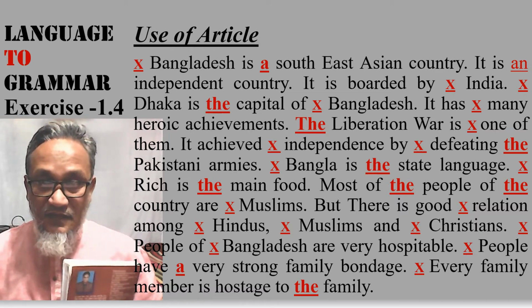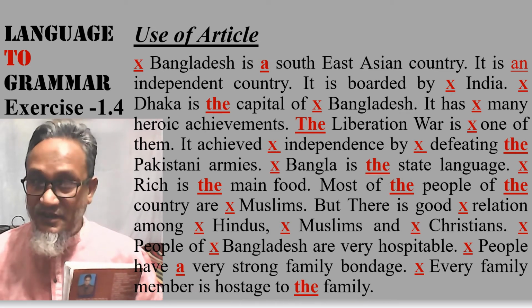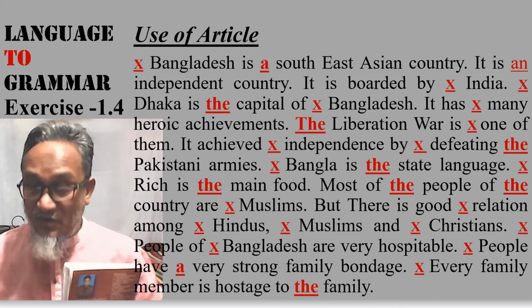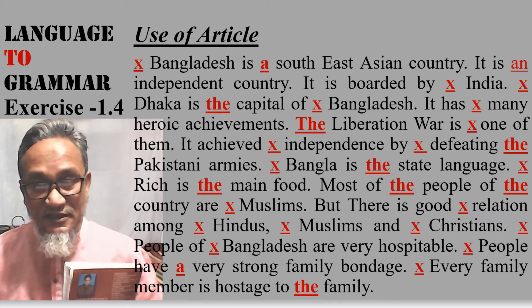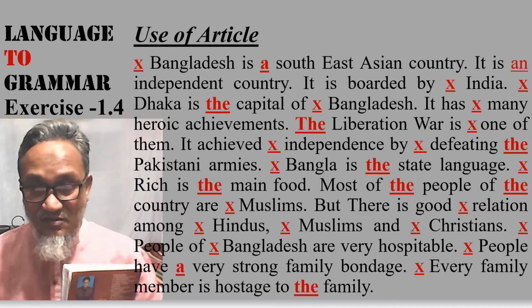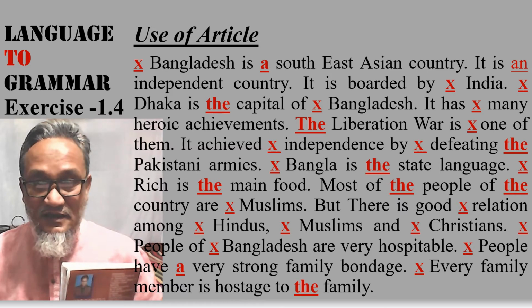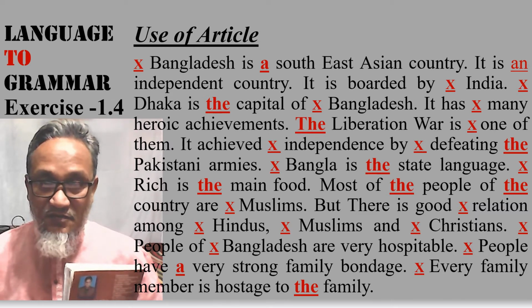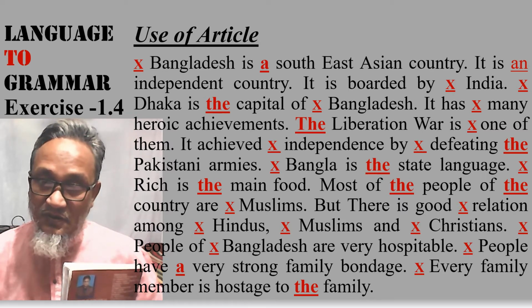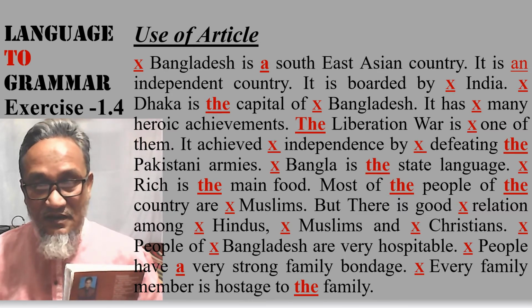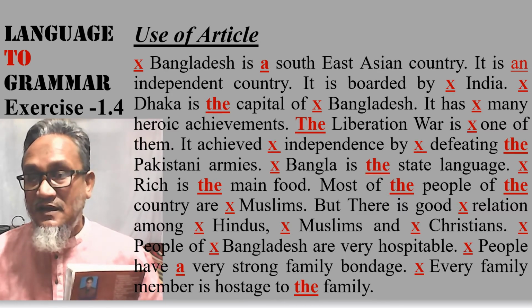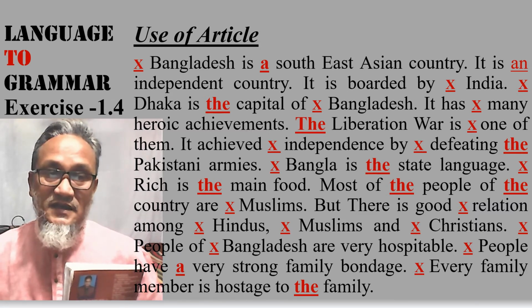A very strong family bondage. It's a noun phrase, head word bondage. Bondage is an uncountable noun, but this bondage is used in this context as a countable noun. So a is used, and before a consonant, that's why a. Dash people, the family cross, and the family is also mentioned, this family. So it is definite. That's why we use the here before the definite. Please student, follow the next slide.